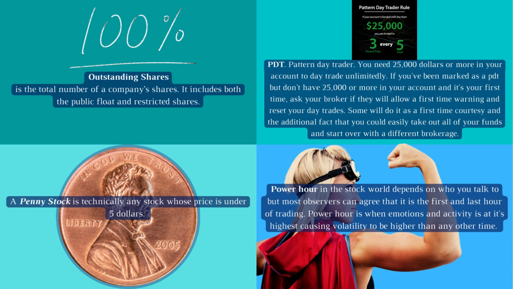A penny stock is technically any stock whose price is under $5. Power hour in the stock world depends on who you talk to, but most observers can agree that it is the first and last hour of trading. Power hour is when emotions and activity are at their highest, causing volatility to be higher than any other time.